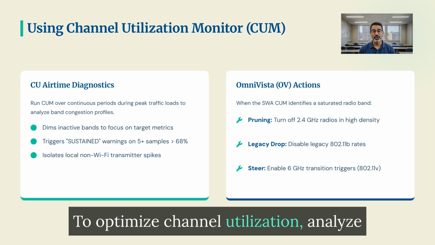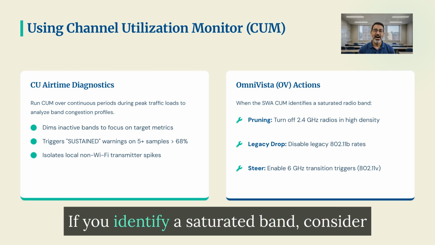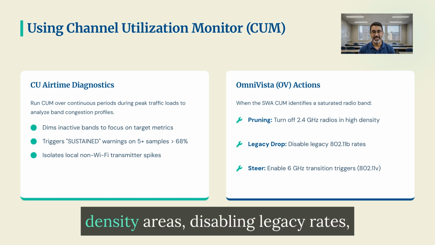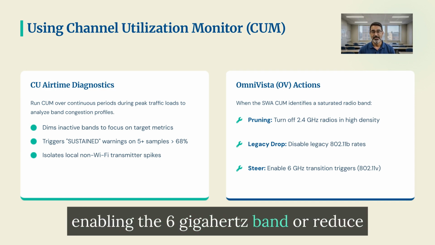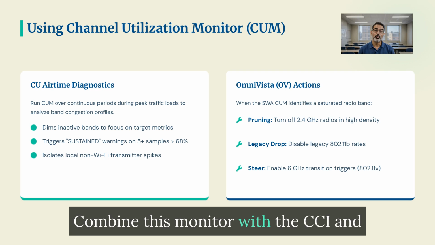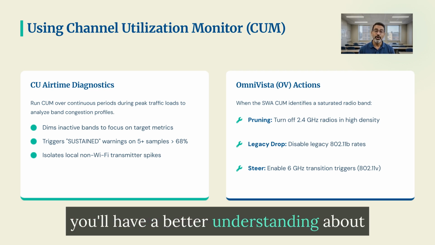To optimize channel utilization, analyze congestion during peak traffic. If you identify a saturated band, consider pruning 2.4 GHz radios in high-density areas, disabling legacy rates, enabling the 6 GHz band, or reducing the channel width to improve airtime efficiency. Combine this monitor with the CCI and ACI interference monitor analysis, and you will have a better understanding of your channel conditions.